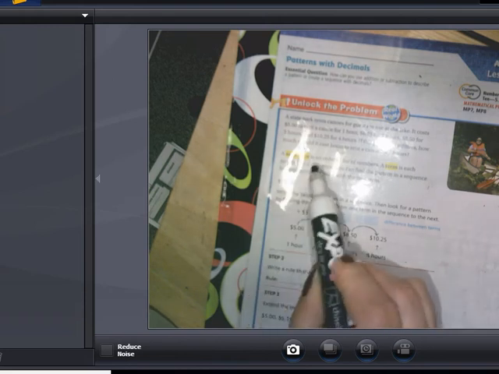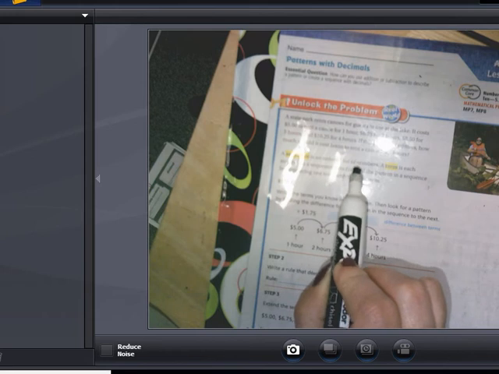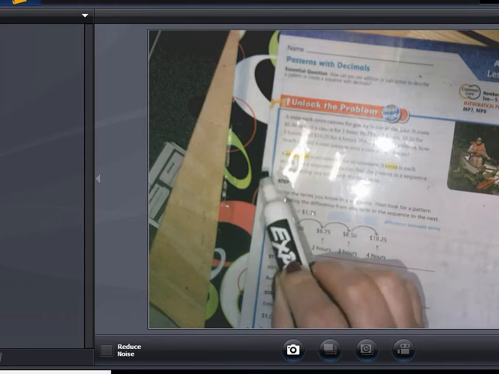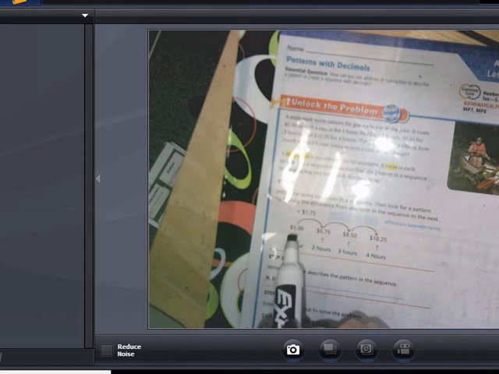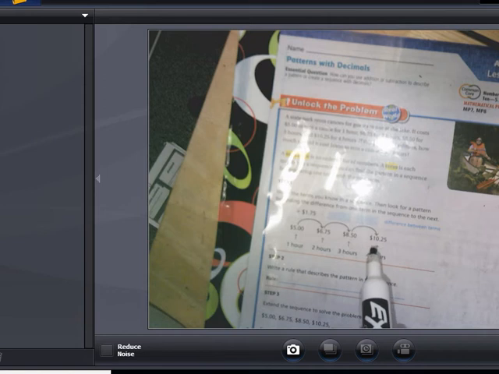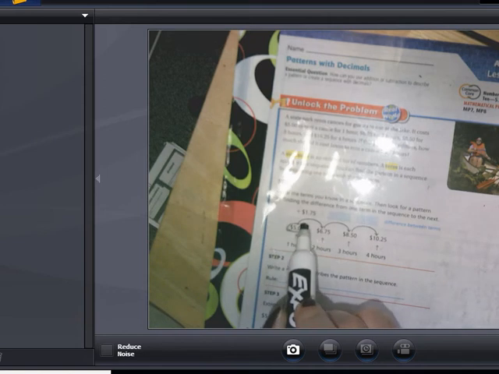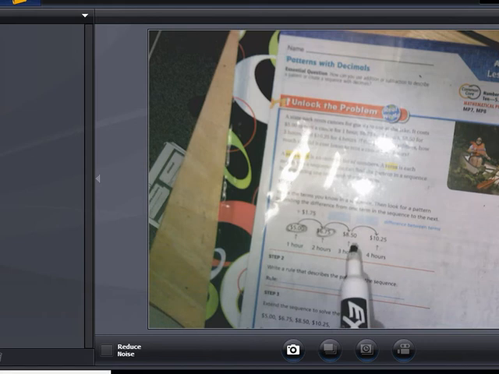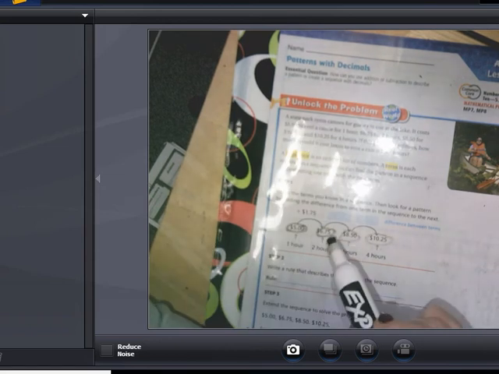So a sequence is an ordered list of numbers. A term is each number. So we're going to set up a sequence down here of $5, $6.75, $8.50, and $10.25. Our terms are $5, $6.75, $8.50, $10.25. So we have to start figuring out what is the difference between each one of these.